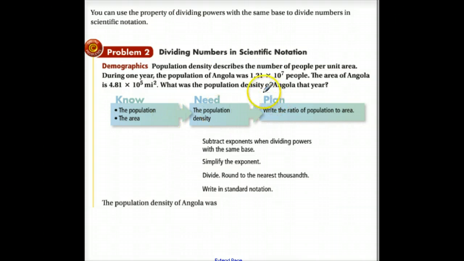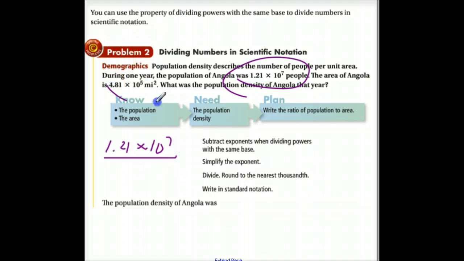We need to take the population divided by the area. That will give us our population density. So population was this number right here, 1.21 times 10 to the 7th power, and I'm dividing that by the area of Angola, 4.81, oops, that's an 8, times 10 to the 5th power. My powers of 10 have the same base here, so I'm just going to take 7 minus 5, and I get 10 to the 2nd power.